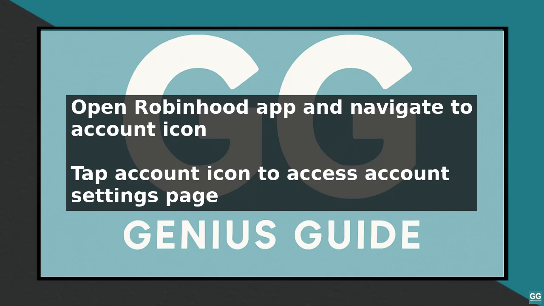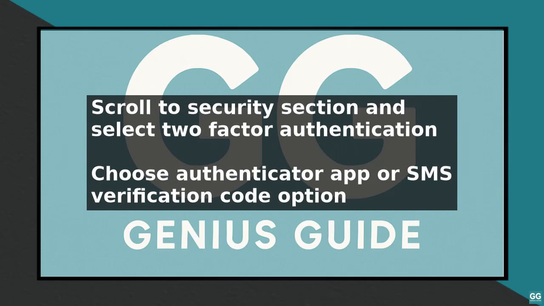From the account settings page, scroll down to the security section and select two-factor authentication. You will be presented with two options: either to use an authenticator app or receive a verification code via SMS. If you choose to use an authenticator app, you will be required to scan a QR code using the app. This will generate a unique verification code that you will need to enter to complete the setup process.